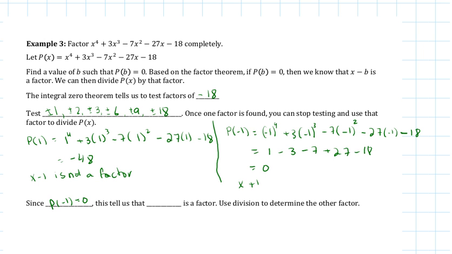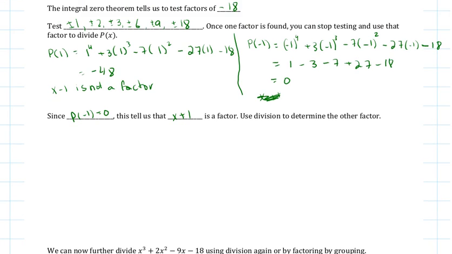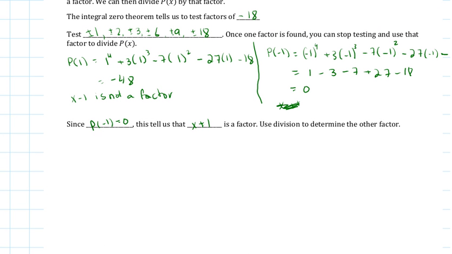So since p at negative 1 equals 0, this tells us that x plus 1 is a factor, and then we're going to use division to determine the other factors. Now, obviously, I'm going to use synthetic division. It's much easier, right? Especially since I have a linear divisor here. So let's do synthetic division.